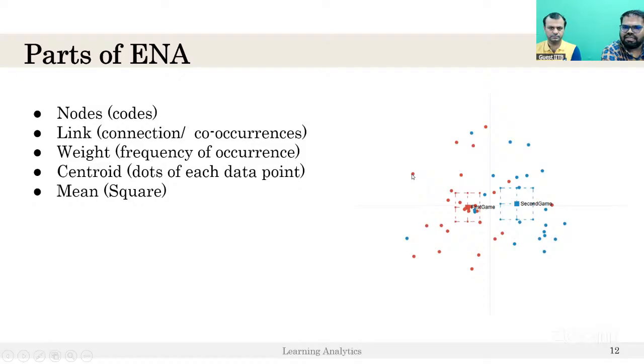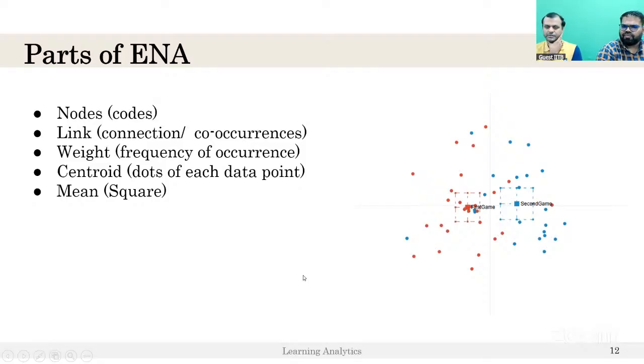In this case, this is one student, and the mean of all these red students is here, and this is a confidence interval. Similar to the blue ones: this is one blue student, this is one blue student, and this will be the mean of all these blue students, again with its confidence interval. Okay. So nodes are codes, continuing with the previous slides, then link, and centroid is this. So this is the centroid, and the mean is this square.